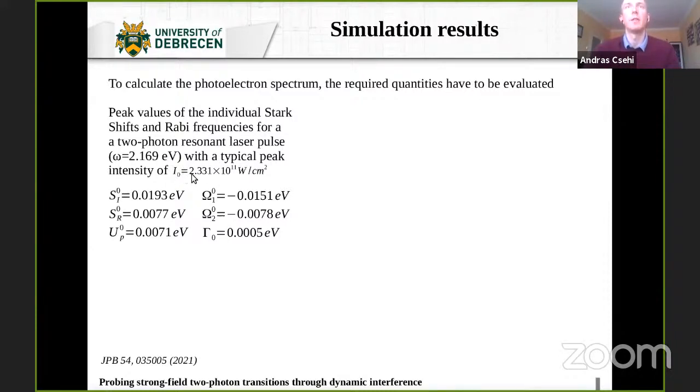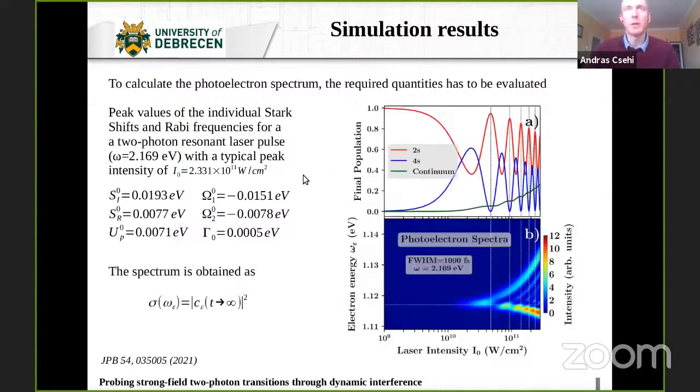And of course, varying the laser intensity, we can explore how the spectrum behaves. And the spectrum can be calculated as the final population of the ionic states, as shown by this simple formula. So what we get when increasing the laser intensity is shown here. As we see, more and more Rabi cycles are completed between the resonantly coupled bound states, and meanwhile ionization occurs.